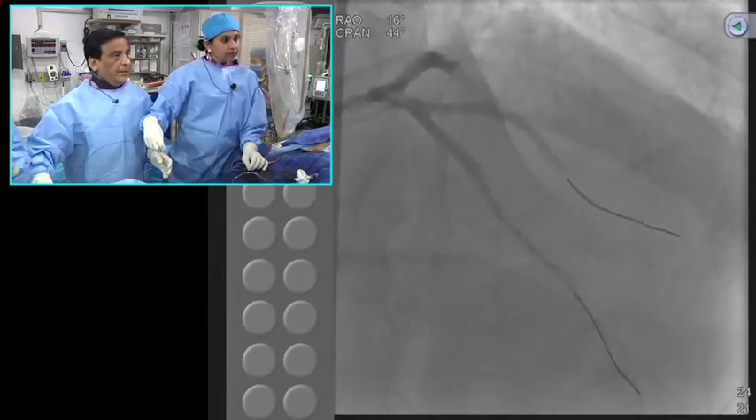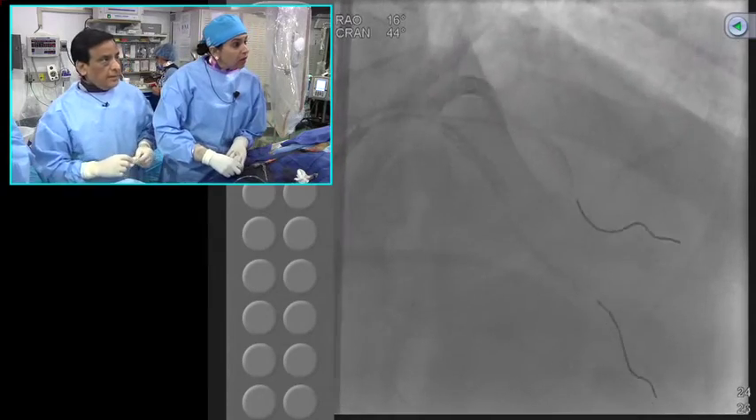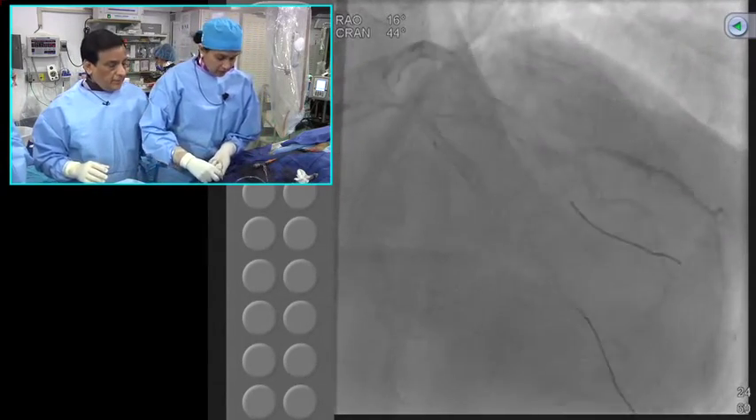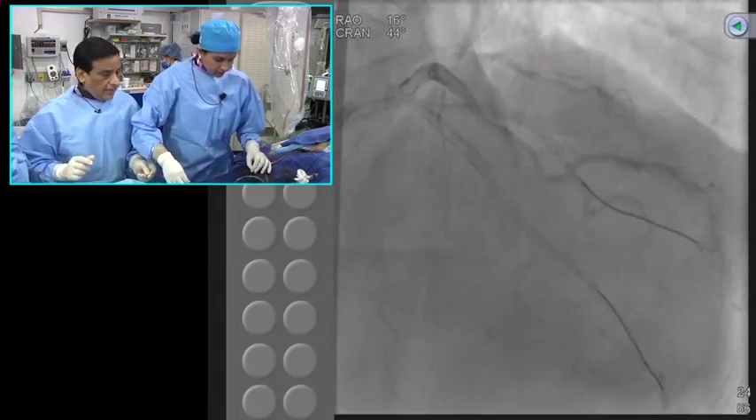Right, nice expansion. I think full coverage with the proximal segment, proximal to the LAD stent. Yeah, we can take the picture the other way, but the only concern to me is a little bit of the distal, the diagonal.